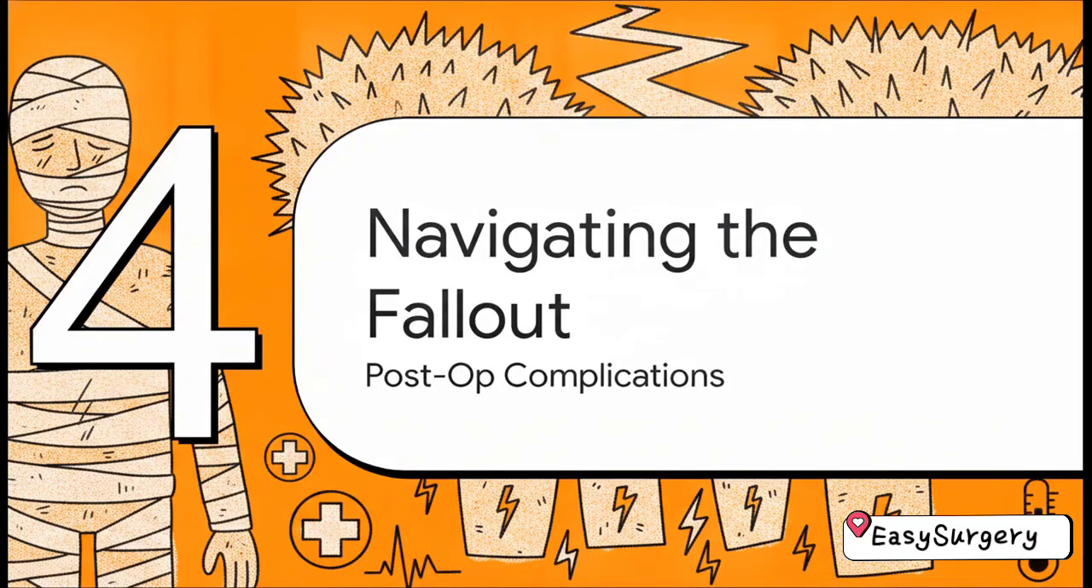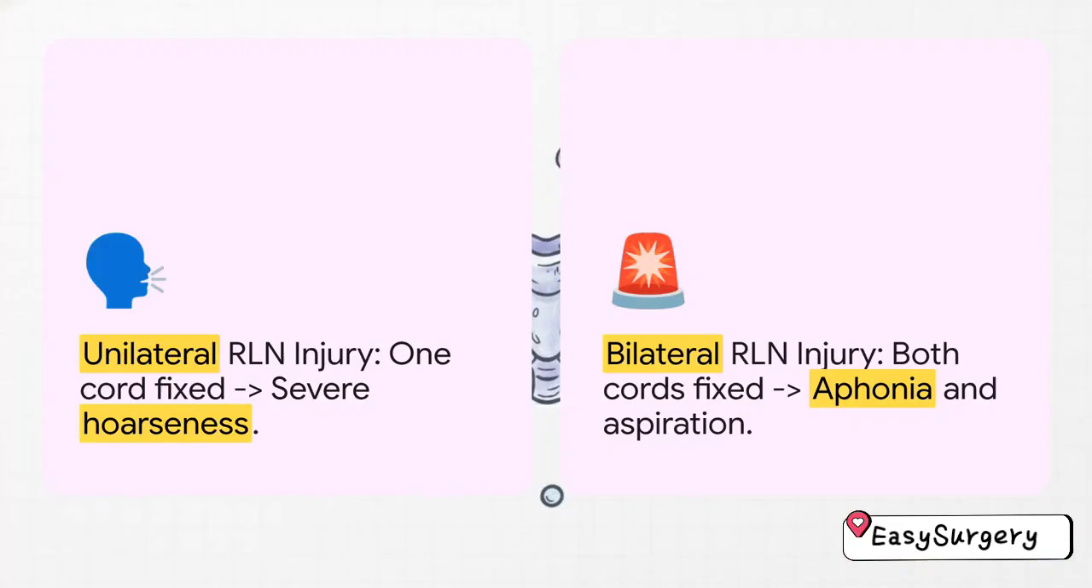The cuts are closed, but the patient isn't out of the woods yet. Step 4. Identifying and navigating the high-stakes post-operative fallout. Remember that recurrent laryngeal nerve we were dodging earlier near Berry's ligament? Well, a unilateral nerve injury is unfortunate. It paralyzes one vocal cord, fixing it in a paramedian position, which causes severe hoarseness.